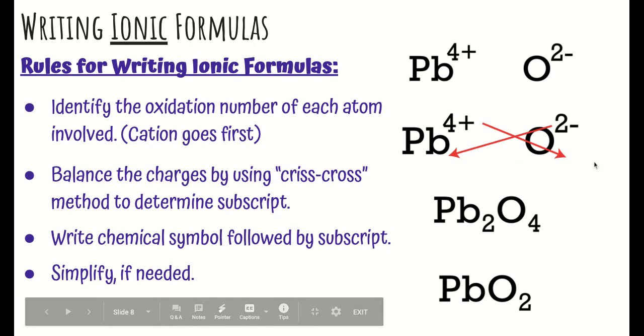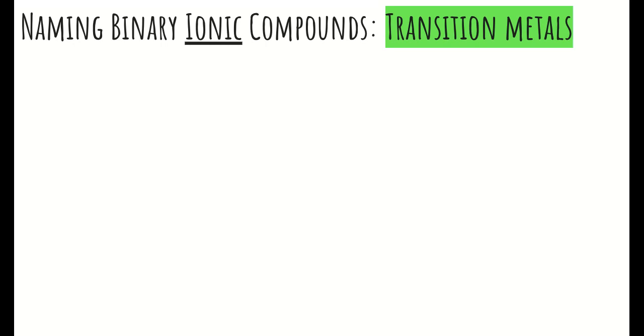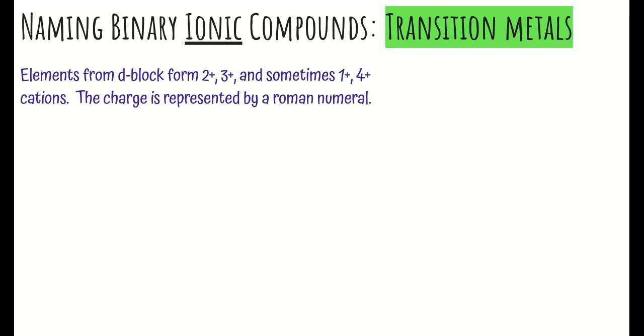Same goes down here. So with the transition metals, these are a little bit different. We've talked about the reason why these transition metals can be different: it's because they bond with their outermost 2 electron shells instead of just their outer shell. These are all the elements in the D block. So these are going to form +2, +3, sometimes 1 and 4.